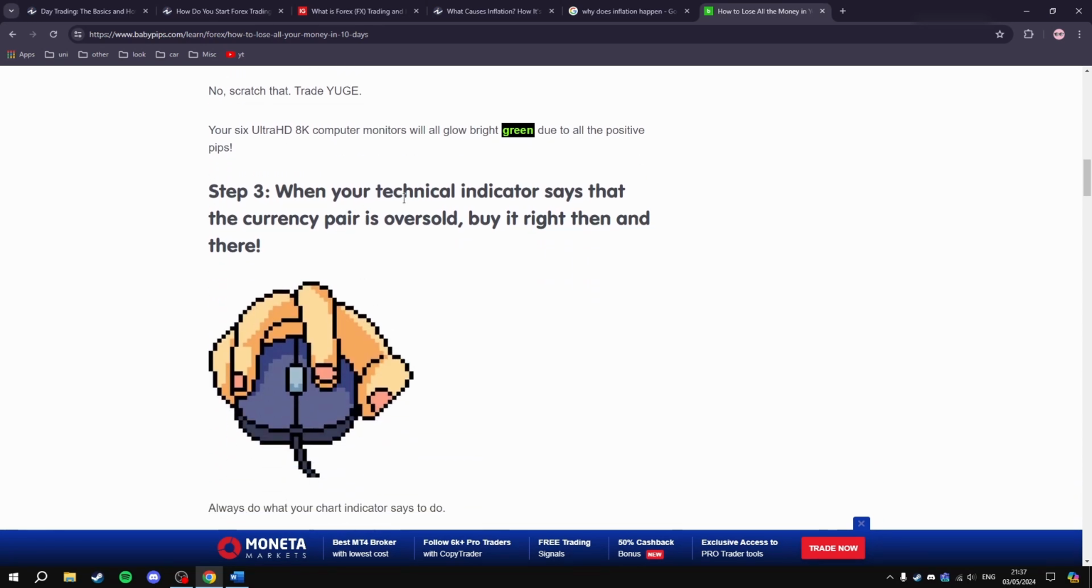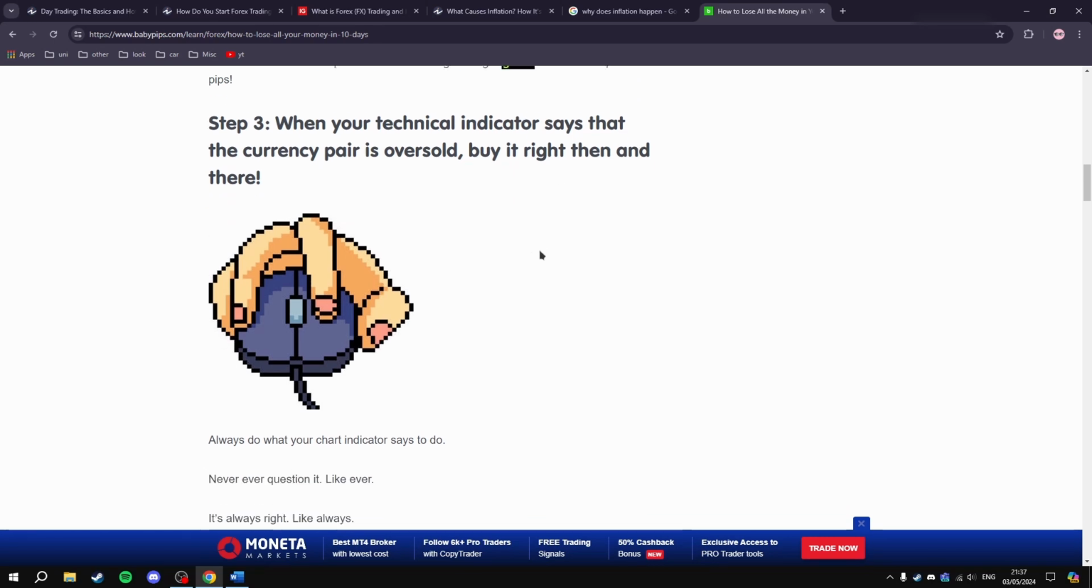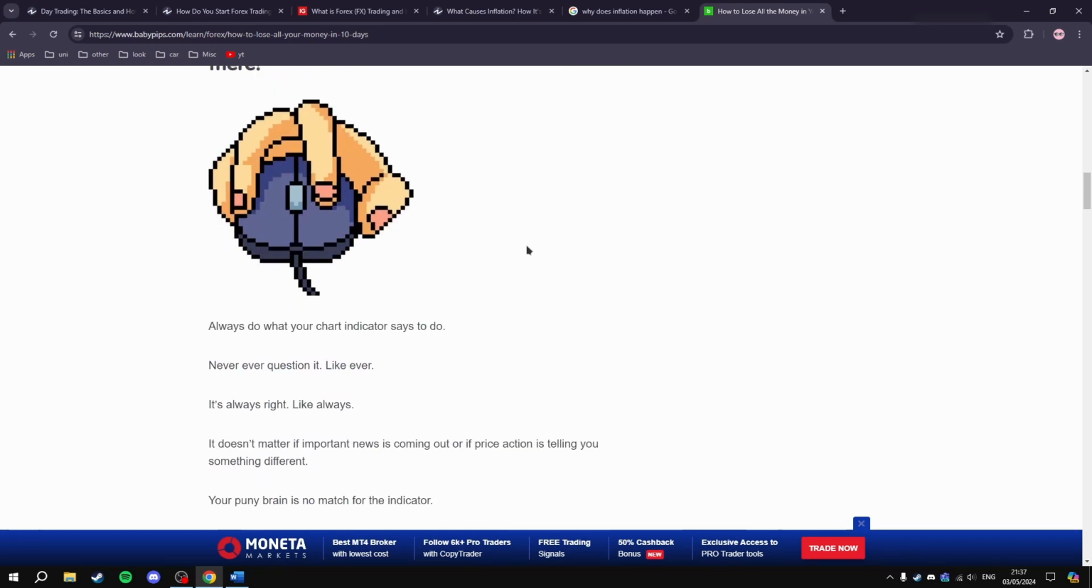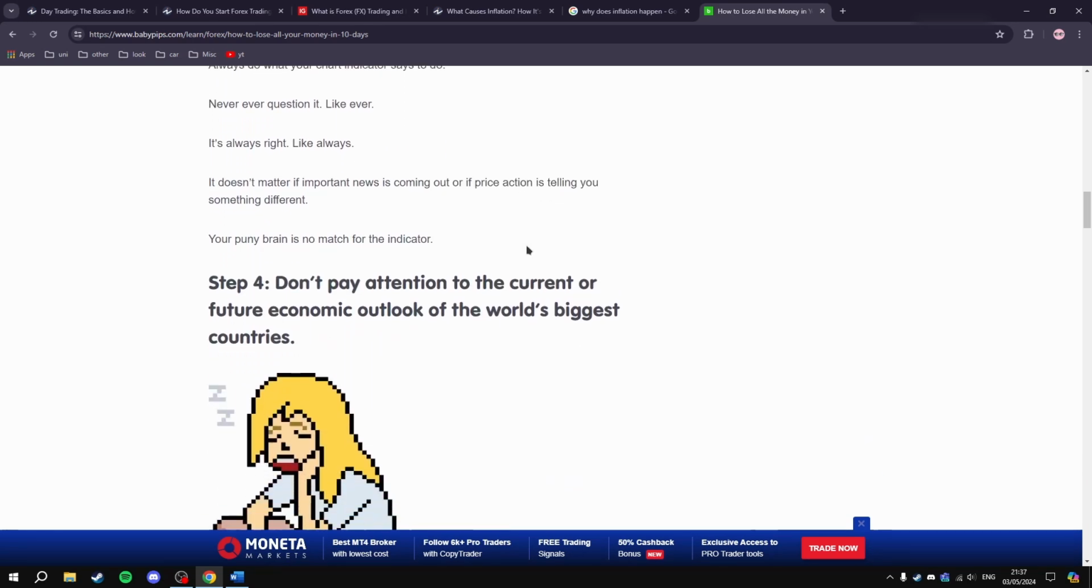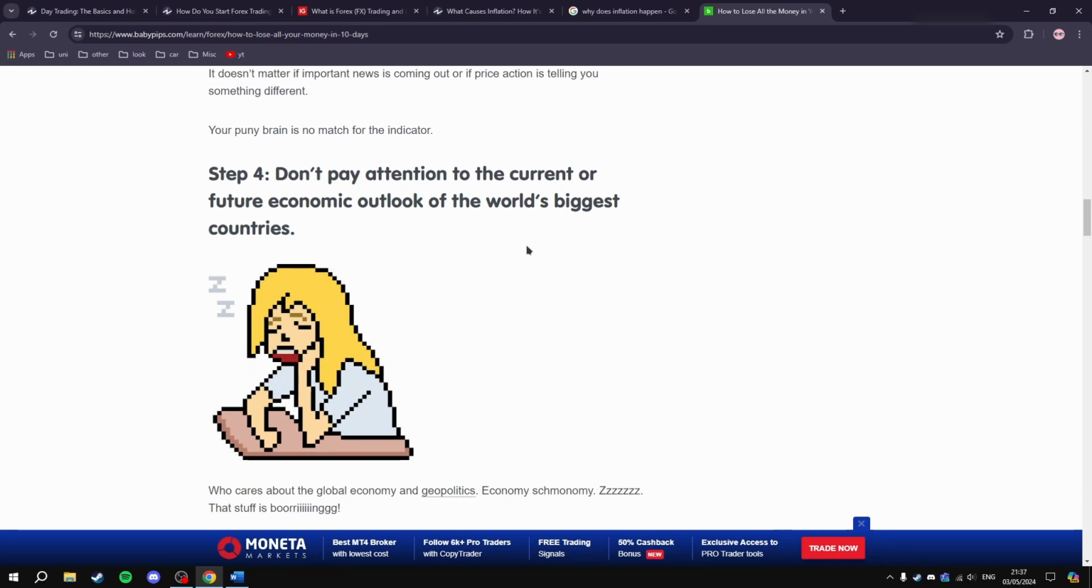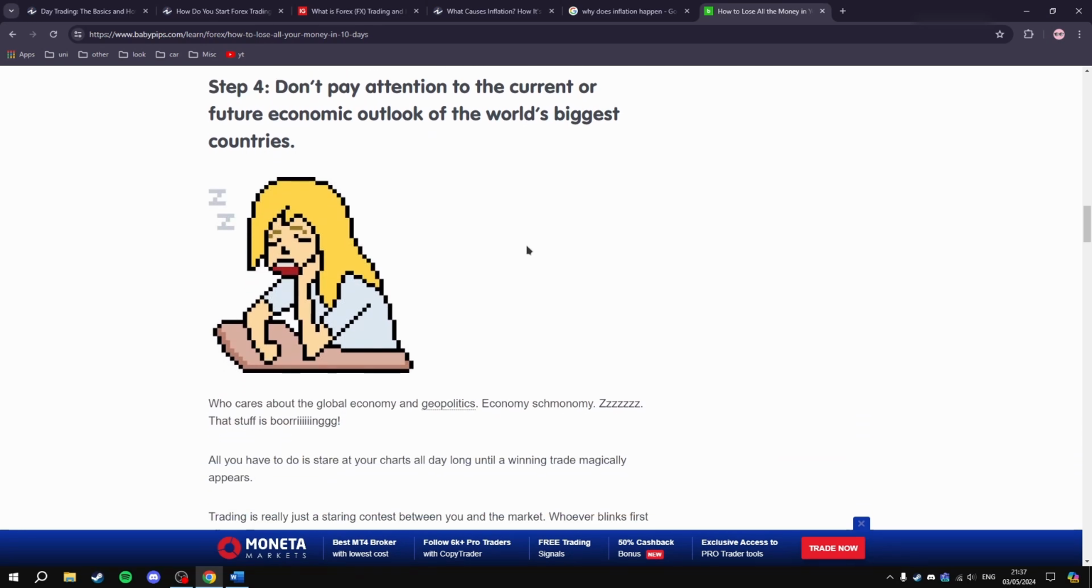Step 3. When your technical indicator says that the currency pair is oversold, buy it right then and there. Always do what your chart indicator says to do. Never ever question it, like ever. It's always right, like always. Doesn't matter if important news is coming out or if price action is telling you something different. Your puny brain is no match for the indicator.